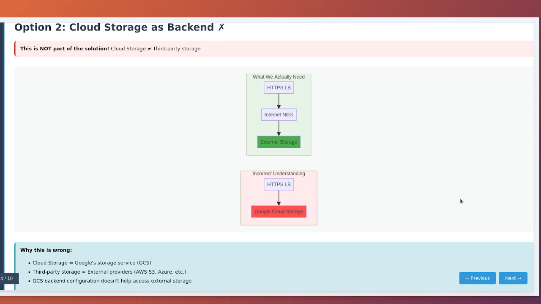While you can configure an HTTPS load balancer with cloud storage as a backend for serving static content from GCS, this doesn't help us access third-party storage services like AWS S3 or Azure Blob. This option represents a common confusion between Google's own storage service and external storage providers. It's a classic misdirection in the question.